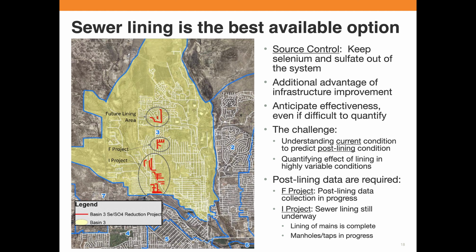We have done quite a bit of lining. We do sampling in that area as well to understand the conditions that are going on. And then we have 2 lining projects, the F project and the I project, that also have monitoring wells, so we can predict what the sulfate and selenium concentrations are.